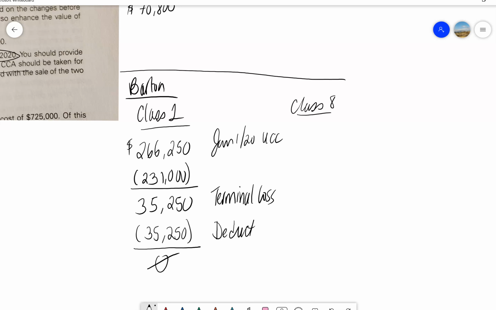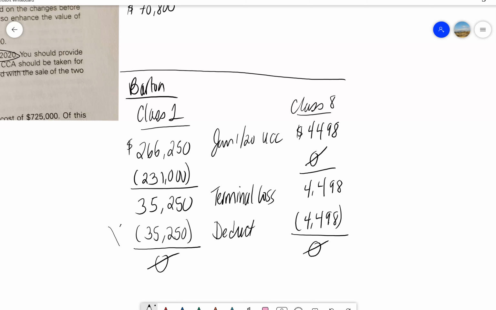Now with Class 8, we start off with a balance of $4,498. Remember, we sold it for zero proceeds because we gave it away. We deduct the lesser of cost or proceeds. The lesser is going to be proceeds of zero. And we also have a positive balance in this class. Now, we have no more assets left because we gave all the assets away. And so we also have a terminal loss, which is a deduction from income. And so that's going to reset this class to zero.